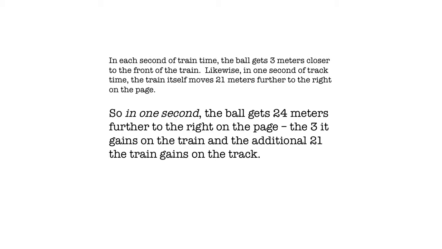And yet when we look at the second paragraph, we then say, so in 1 second, the ball gets 24 meters further to the right, 3 from the train and 21 from the track. But this in 1 second statement is the dangerous one. Okay, well, are we talking about track time or train time? And it appears that we're mixing the two. Indeed, this statement in 1 second is incorporating both train time and track time. So we're not actually able to distinguish track time from train time here because we've lumped them together.